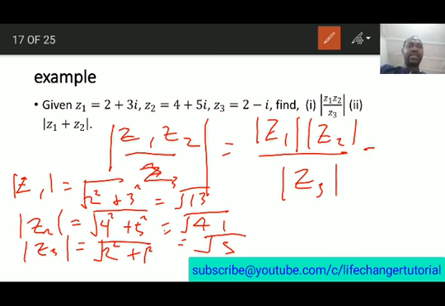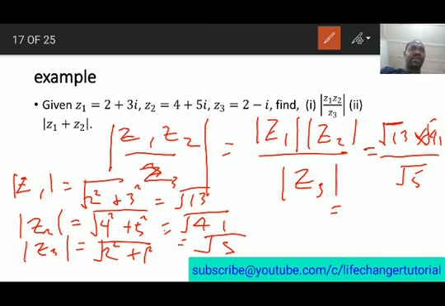So the answer to this question is root 13 times your z2, which is root 41, divided by z3, which is root 5. So you do 13 times 41 divided by 5. Root of 13 times 41 gives us 520 plus 13, that's 533. So that's going to give us root 533 divided by root 5.